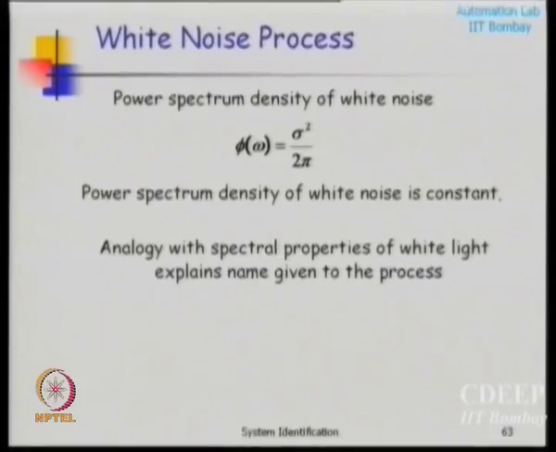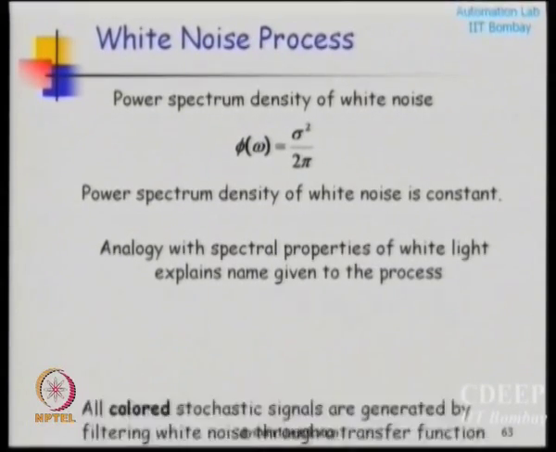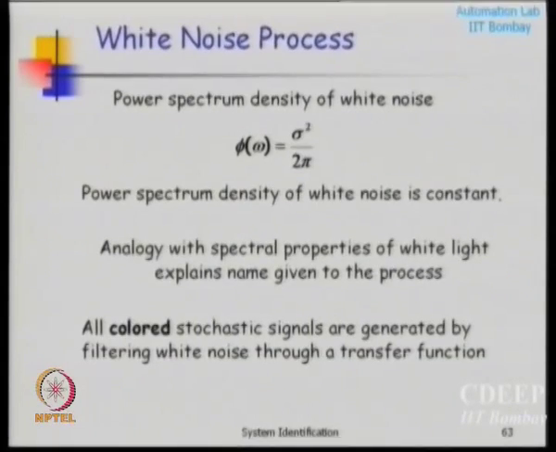That is the reason why we say white noise has all frequencies present. The analogy is with white light. White light has all the frequencies present. What is there in colored light? If you knock off some frequencies, you get colored light. So how do you get a colored stochastic signal? You take white noise and pass it through a filter.